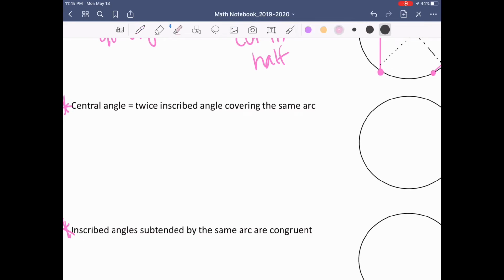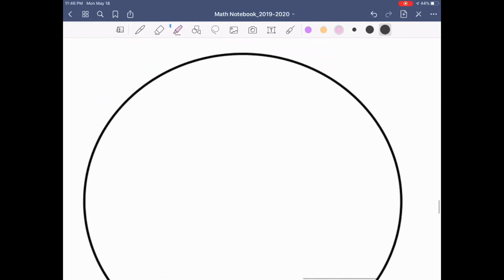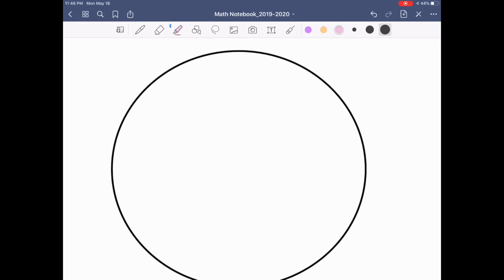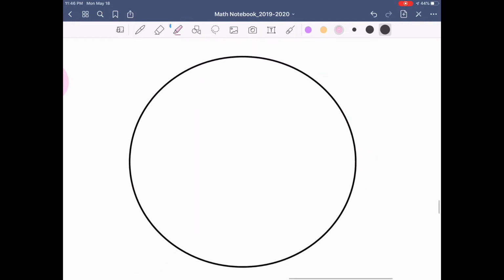Okay? So the central angle is twice the inscribed angle covering the same arc. What does this mean? So let's draw it up. If we have a circle and we have our center, roughly, say right there. So we have the center of our circle.